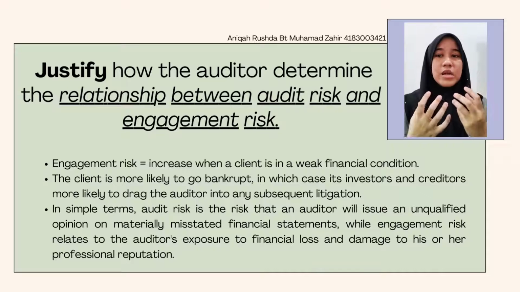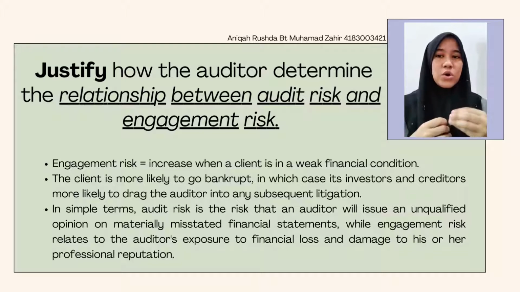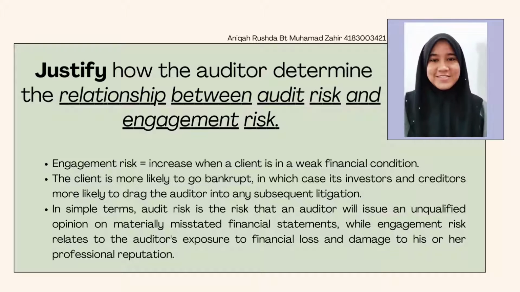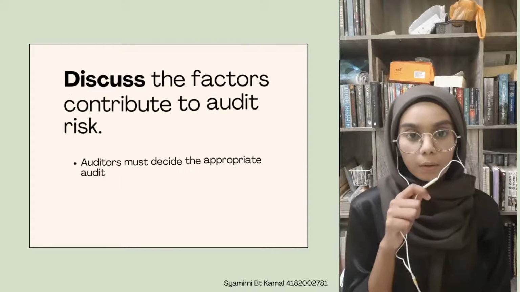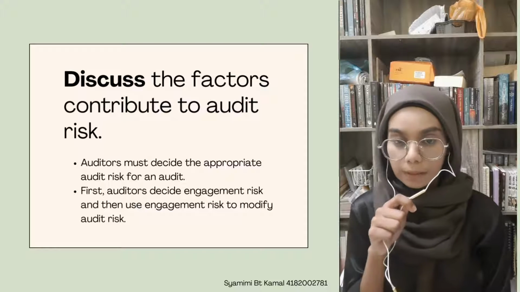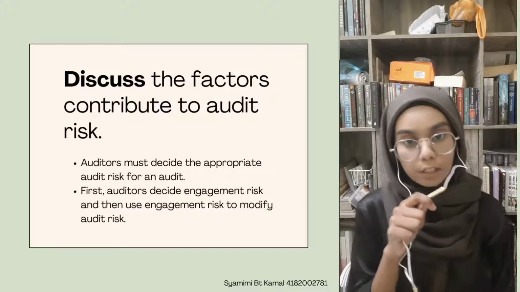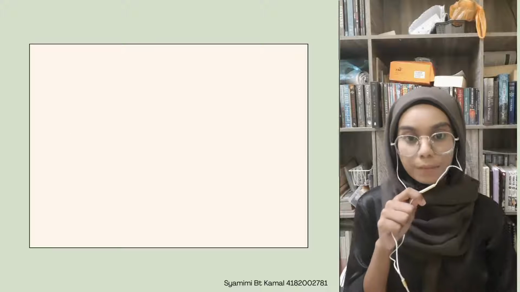In simple terms, audit risk is the risk that an auditor will issue an unqualified opinion on materially misstated financial statements, while engagement risk is related to the auditor's exposure to financial loss and damage to his or her professional reputation. Auditors must decide the appropriate audit risk for an audit, preferably during audit planning. First, auditors decide engagement risk and then use engagement risk to modify audit risk.